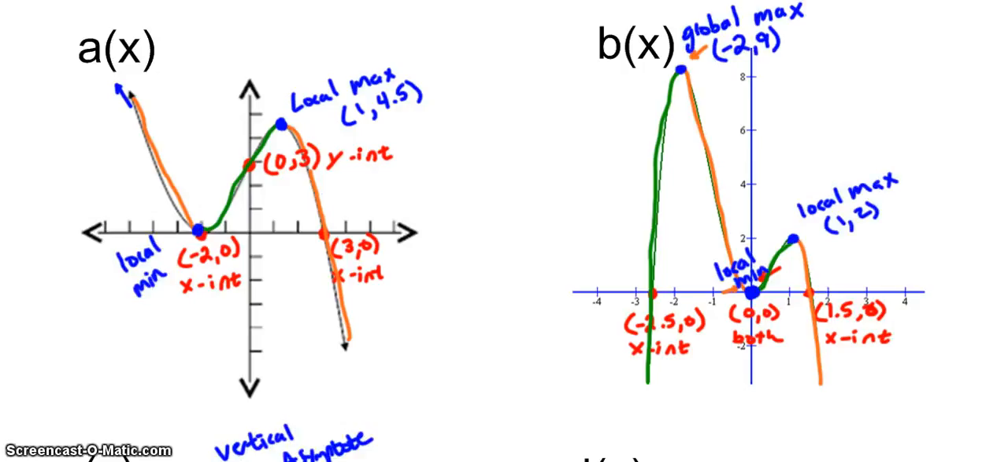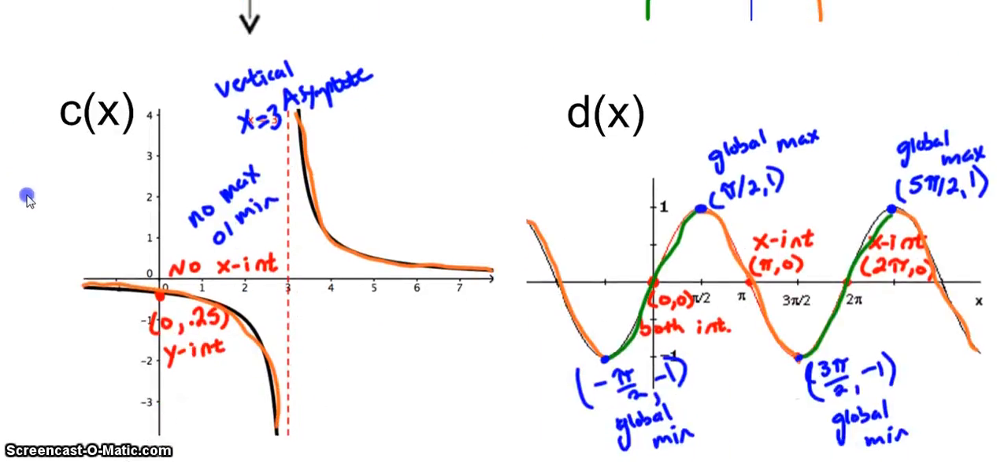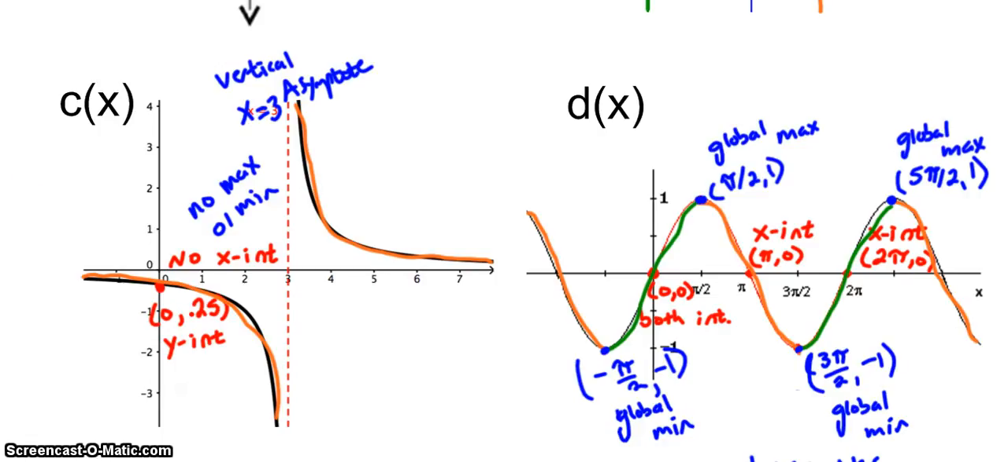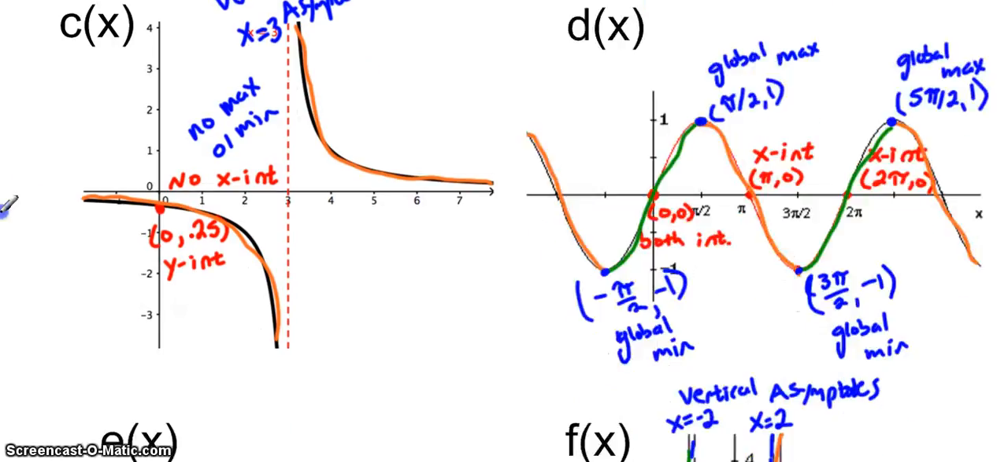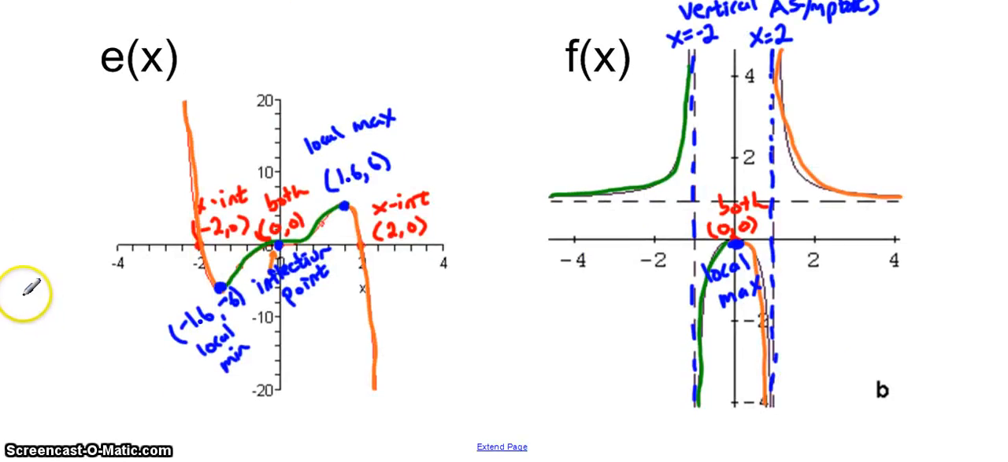Here they are. And here's a of x and b of x. Here is c of x and d of x. And here's e of x and f of x. A couple interesting things. In e of x, there is actually no global maximum or minimum, since the function continues to go positive as we go off to the left, and infinitely negative as we go off to the right. There is no exact point we can name on here that is a global max or minimum. Instead, these points will simply be local maximums and minimums.